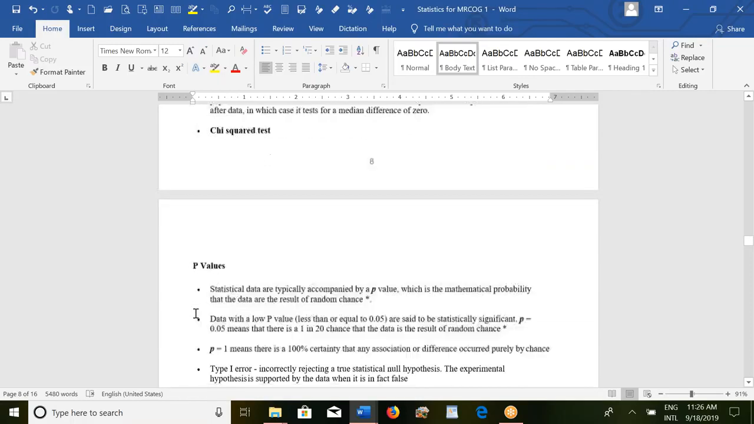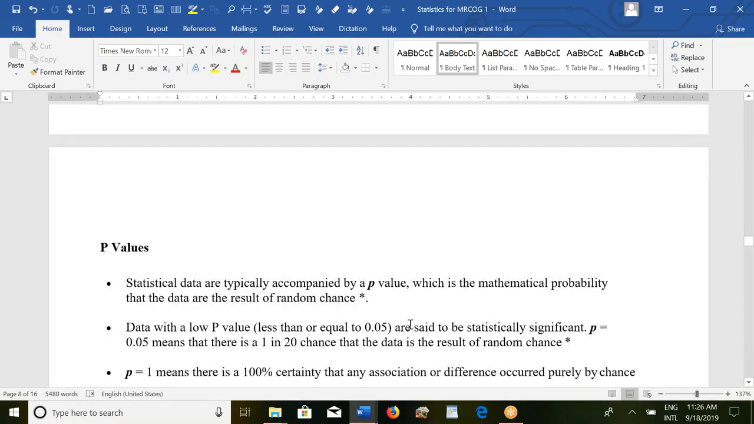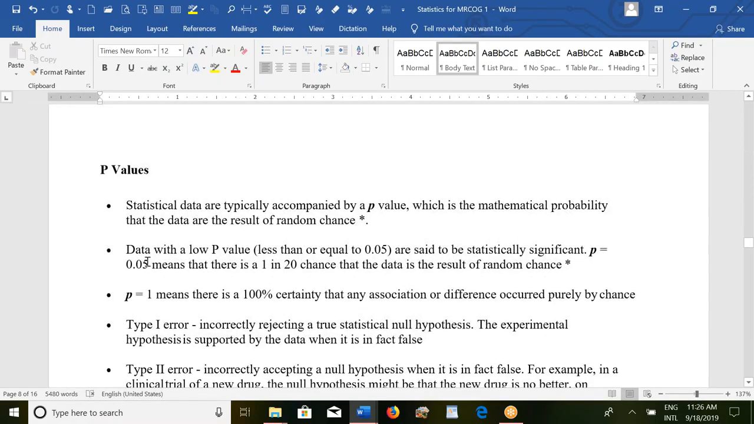Then what is a p-value? Statistical data are typically accompanied by a p-value, which is the mathematical probability that the data are the result of random chance. Any finding, if there is a difference, may be because of random chance. Data with a low p-value, less than or equal to 0.05, are said to be statistically significant. A probability value of less than 0.05 means that there is a 1 in 20 chance that the data is the result of random chance.